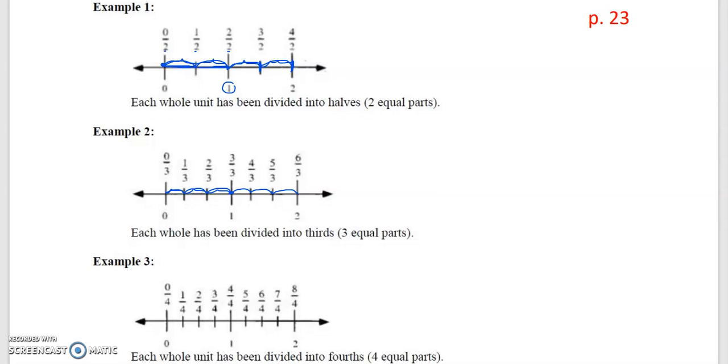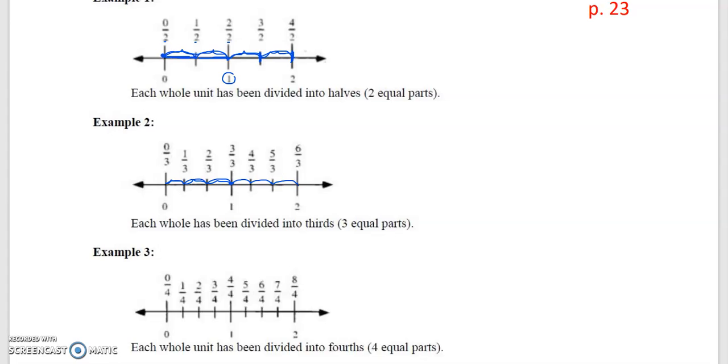We can get the divisions smaller and smaller. We can divide into fourths. So here we're making 3 ticks. 3 ticks divides into 4 pieces. So 1/4, 2/4, 3/4, 4/4. And then we just keep going. 5/4, 6/4, 7/4, 8/4. So between 0 and 1, we're dividing into 4 equal pieces. And between 1 and 2, we're dividing into 4 more equal pieces. We're dividing into fourths.